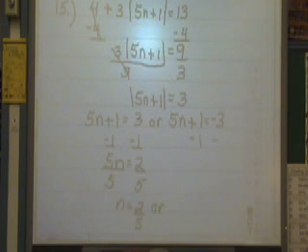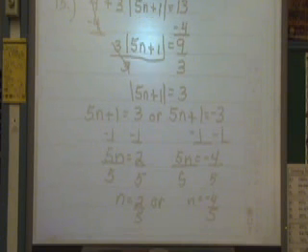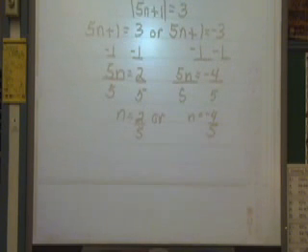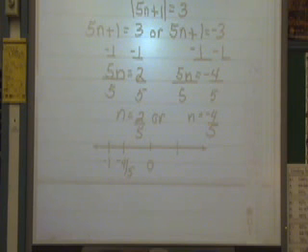Subtract 1. 5n equals negative 4, divided by 5, and n equals negative 4/5. And graphing, there's negative 4/5. Negative 4/5 is just in front of the negative 1 there. And then 2/5 is just in front of 1, so here's 2/5. What kind of shaded endpoints? 2 dots? Okay. And the last one, 17.